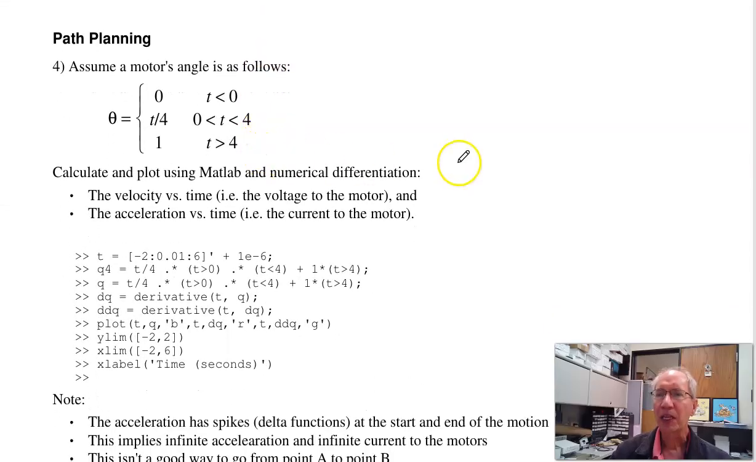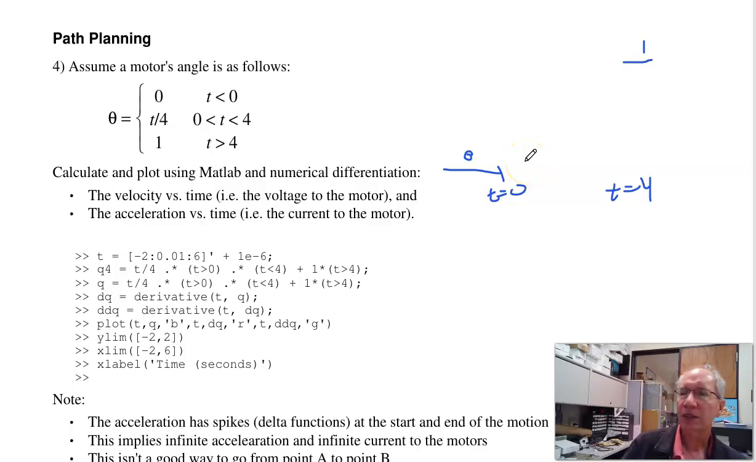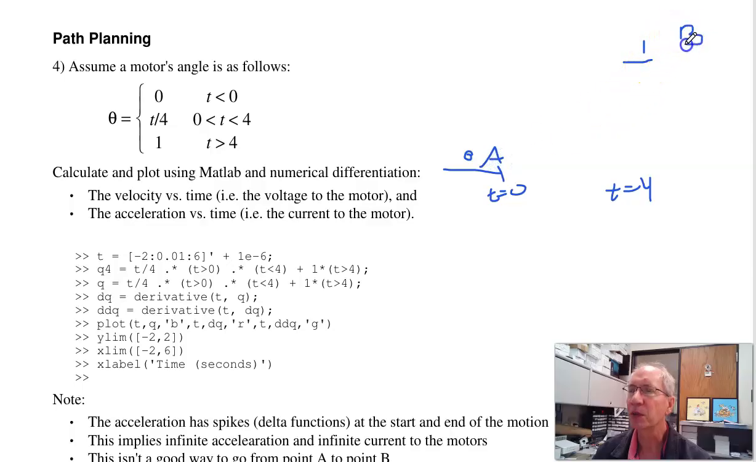Okay, path planning. Suppose I want to go from 0 at t equals 0, and I want to go to 1 at t equals 4. How do I go from 0 to 1 in 4 seconds? Well, that's what we call path planning in robotics. A lot of ways to do that. Each different path, going from point A to point B, has an implication in terms of voltage and current. The voltage is roughly the derivative of position. The current is roughly the acceleration, second derivative.